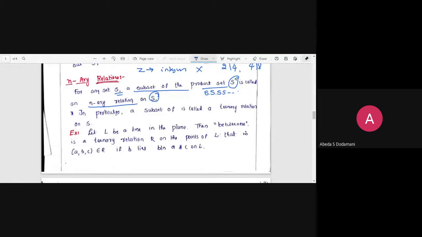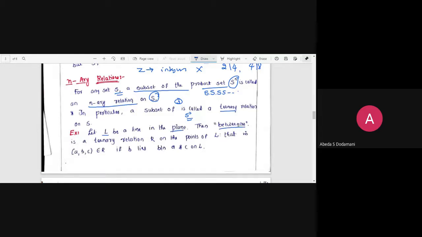In particular, a subset of the product of 3 sets, that is S to the power 3, is called a ternary relation. So if you are going with n number of products of the same set, then we call it an n-ary relation. Okay. So here, for example, let L be the line in a plane.